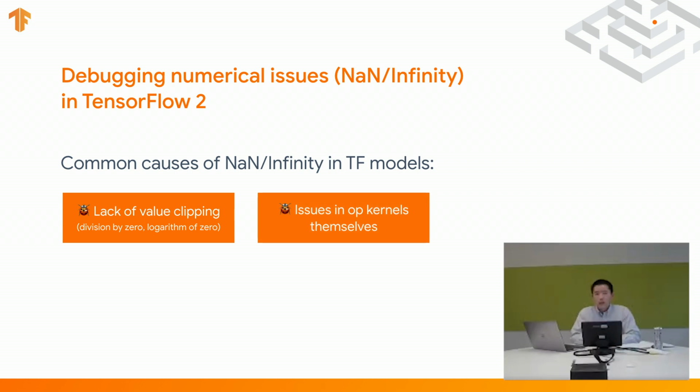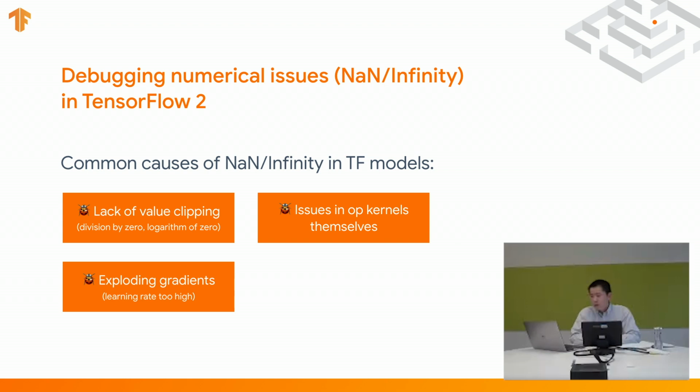And sometimes nans and infinities in your TensorFlow model can be caused by bugs in op kernels themselves or even in the hardware. For instance, we have seen a bug recently that involves a batch norm kernel on TPUs outputting infinities and nans even when the inputs are totally valid. And sometimes the nans and infinities can also be caused by exploding gradients, especially when your learning rate is too high. So in that case, to quote the famous meme, just keep calm and decrease the learning rate.